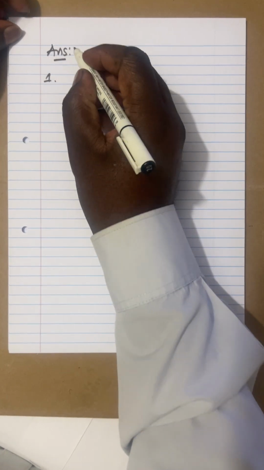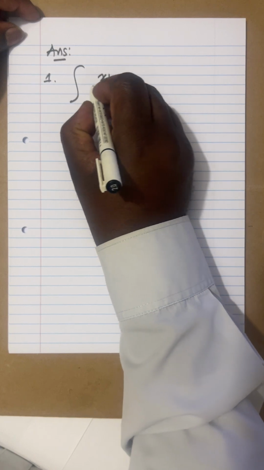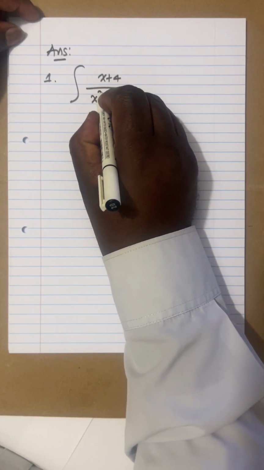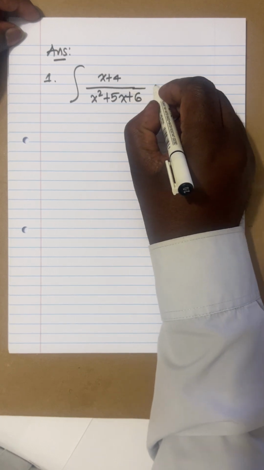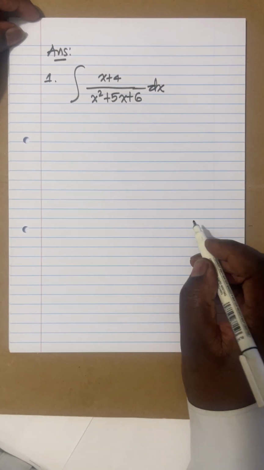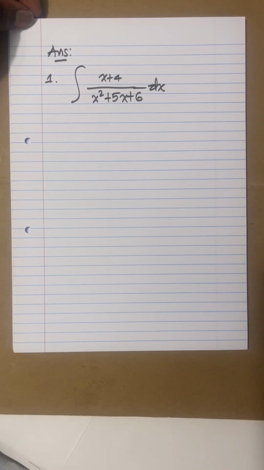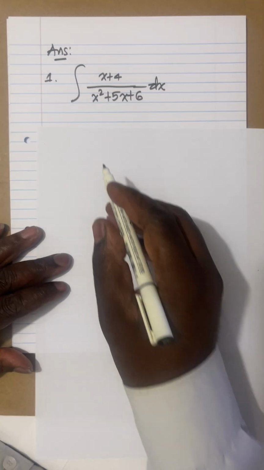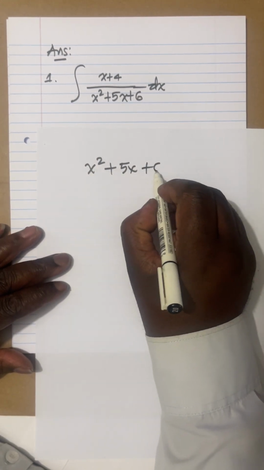Number one, the integral of x plus 4 all over x squared plus 5x plus 6 dx. So like I said, if you look at the denominator, you actually can factorize it. Let me just remind you, maybe it will be too much, but let me just remind you of how you factorize a quadratic expression of this sort. Remember, the technique is x squared plus 5x, I'm going to be a bit quick, plus 6.